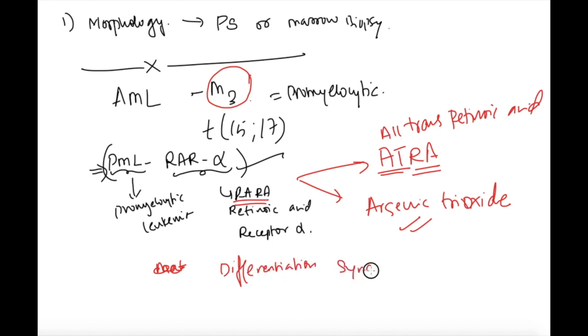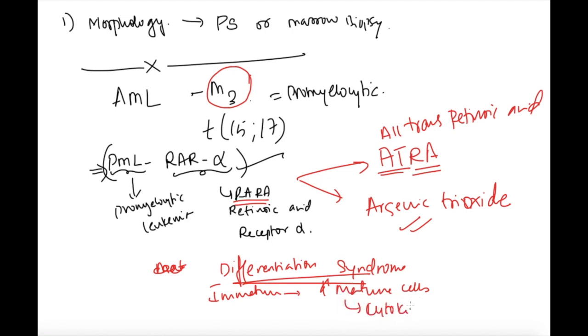Now it's time to understand something which is called differentiation syndrome. There's a patient with AML type M3, and let's say we're starting ATRA or arsenic trioxide. All of a sudden, the differentiation will begin. From immature cells, we will start having an increased number of mature cells. So the absolute count will increase, your total count will increase, and I told you mature cells are the ones which release cytokines. So all of a sudden, they will have fever.